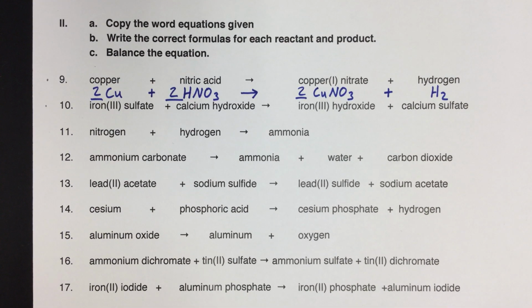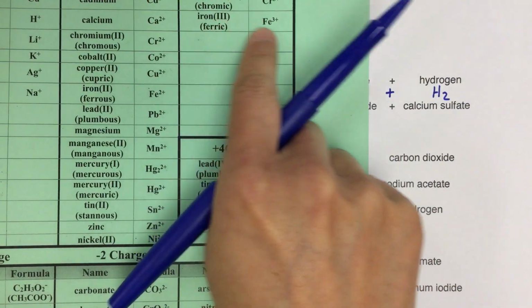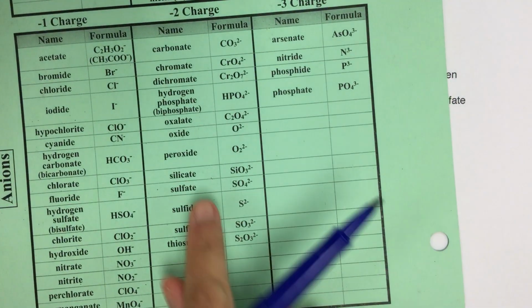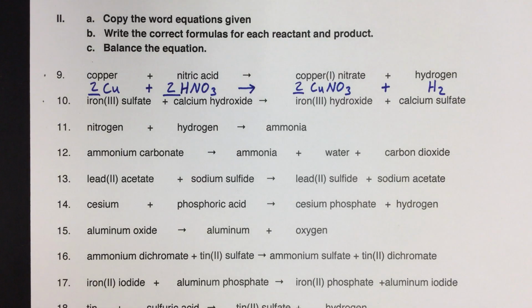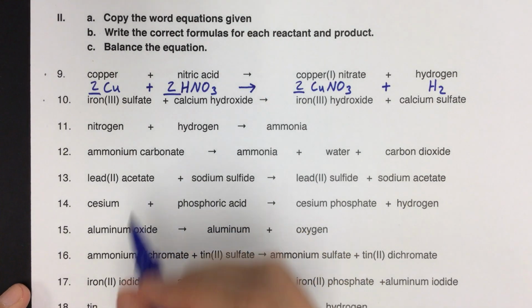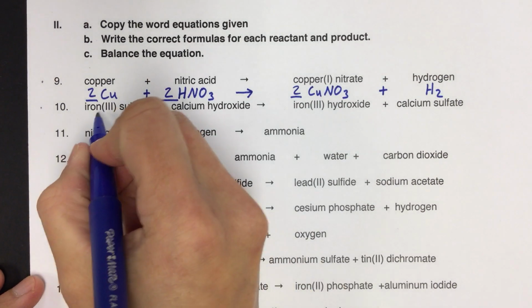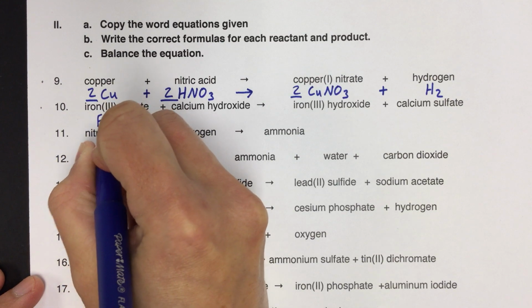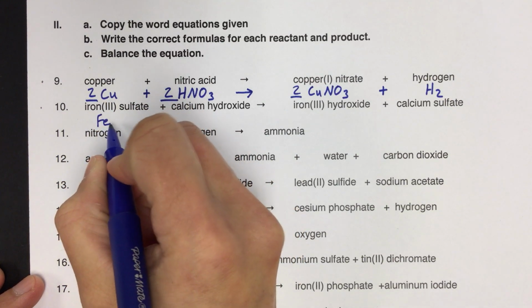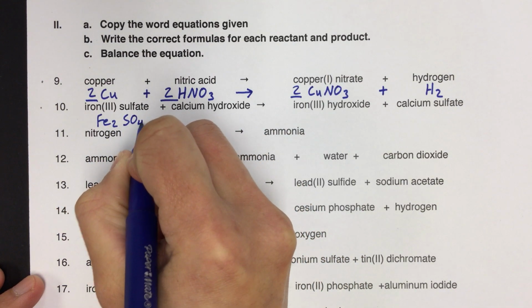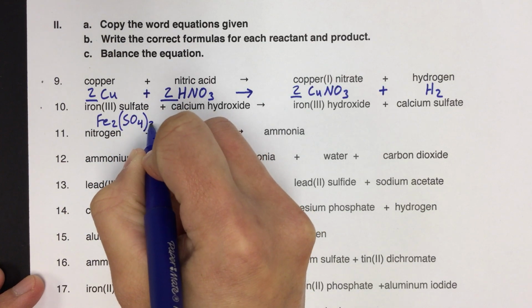Number 10, again, a lot of practice with formula writing, ionic compounds. So iron 3 sulfate. Remember, the Roman numeral tells you the charge, so it's iron 3 plus. Sulfate has a charge of 2 minus here. So we have a plus 3 and a minus 2. So you're going to have to make those charges turn into plus 6, minus 6. In order to do that, if I want iron 3 to have a plus 6 charge, I need 2 of them. And then sulfate, which is SO4, I need 3 of those.